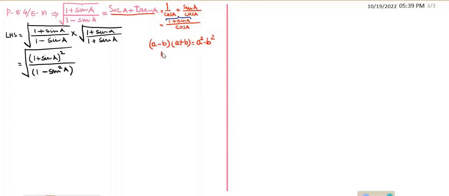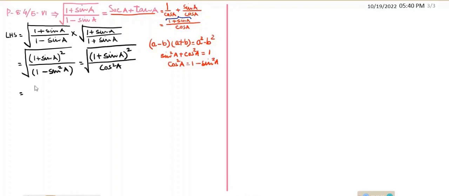We know that sin square A plus cos square A is equal to 1. So cos square A will be equal to 1 minus sin square A. Replacing 1 minus sin square A in the denominator by cos square A, the square root of the square will result in the term itself, that is (1 plus sin A) divided by cos A.